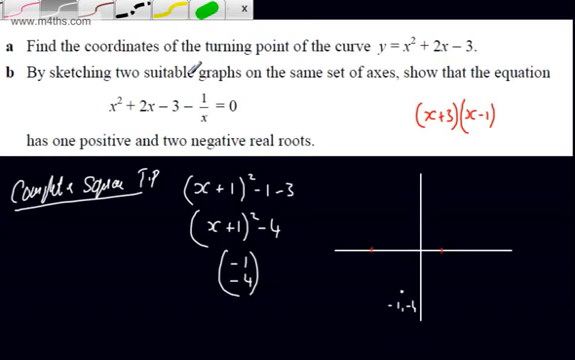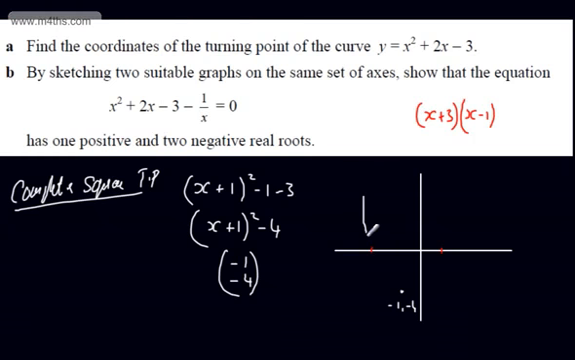In part B, it says, by sketching two suitable graphs on the same set of axes, show that the equation x squared plus 2x minus 3 minus 1 over x equals 0 has one positive and two negative real roots. So let's go ahead and do that. So what we'll do, we'll now sketch the parabola. Okay, what I'm going to do here is the following.